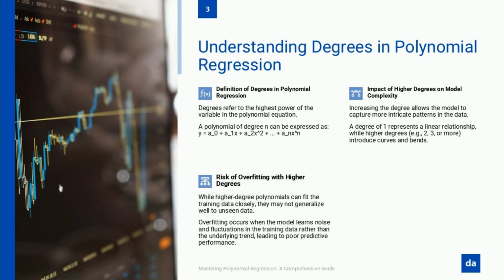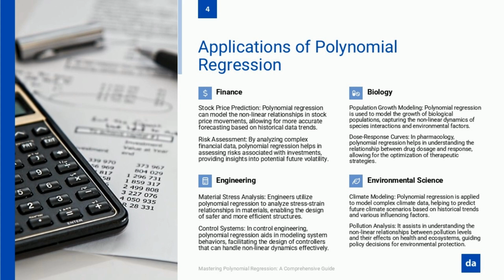Let's move on. Polynomial regression is used in a wide range of fields where relationships between variables are nonlinear. It allows models to capture patterns that simple linear regression would miss, making it a powerful tool across industries. In finance, polynomial regression is used for stock price prediction by analyzing historical price trends. Since stock movements are often nonlinear, a polynomial model can better capture fluctuations. It is also used in risk assessment, helping analysts understand complex relationships between financial variables and predict potential volatility.